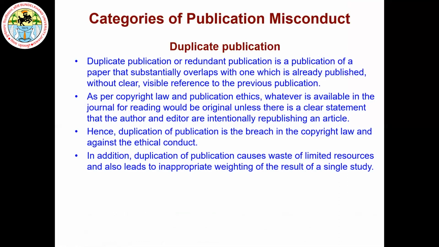Now, second category of publication misconduct is duplicate publication. What is a duplicate publication? A duplicate publication, also known as redundant publication, is a publication of a paper that substantially overlaps with one which is already published without clear visible reference to the previous publication. So many times people do this kind of misconduct: once they publish a paper, they again, just by minor changes here and there, publish the same data. This is known as duplicate publication.